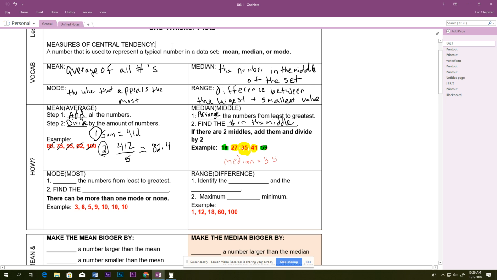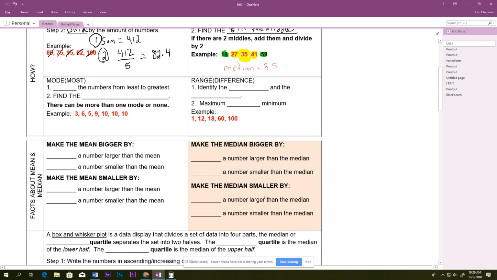All right, let's talk about the mode. So we need to arrange the numbers from least to greatest. Find the number or value that appears the most. There can be more than one mode or none. So let's take a look. 10, 10, and 10. So 10 appears the most. So our mode equals 10.